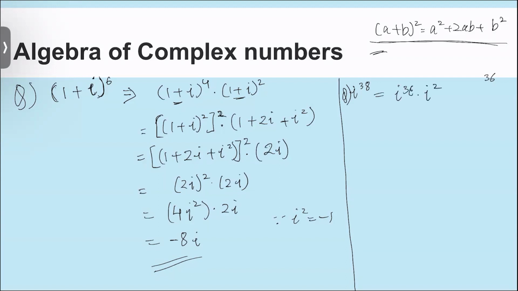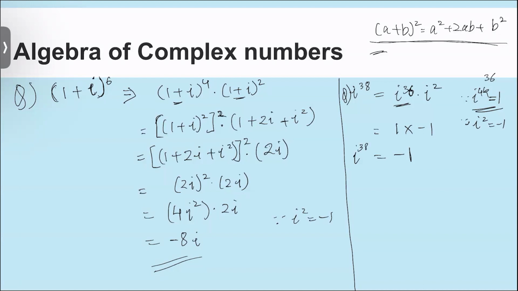Now since 36 is a multiple of 4, if you simplify it to the full extent, since we know that i^4k is equal to 1, and we also know that i squared is equal to -1, what you are left with is 1 into -1, which is -1. So this is the answer for this.